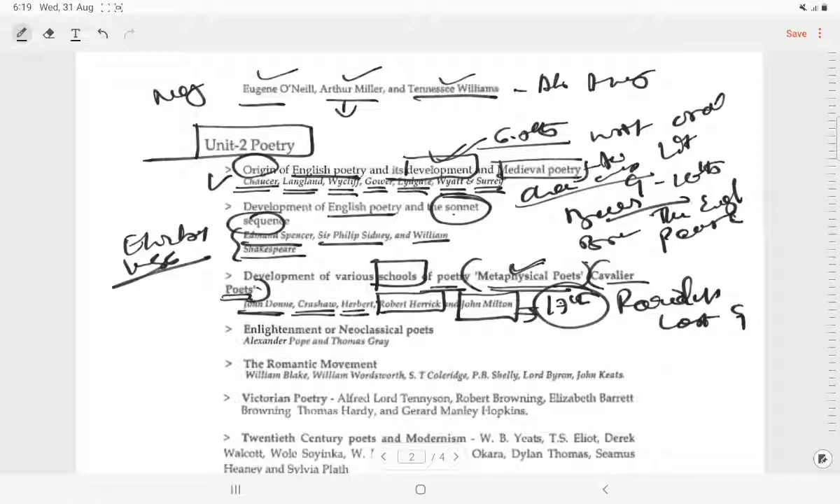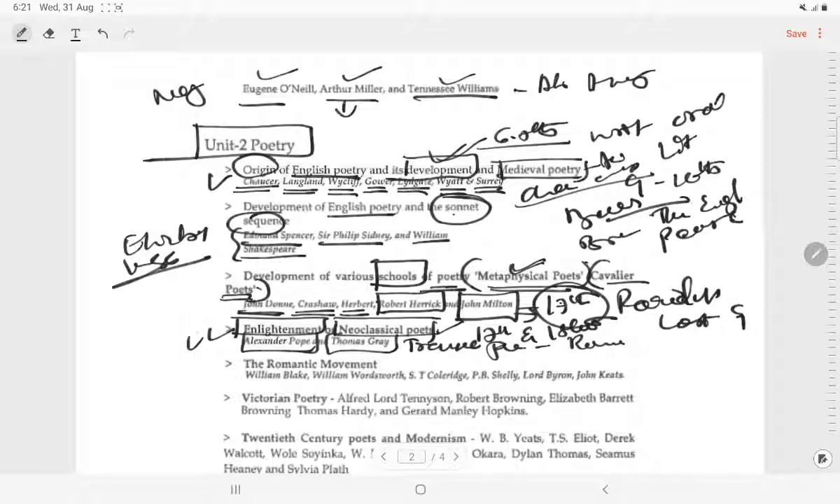Coming now directly to the next topic, Enlightenment or Neoclassical poets. Dear aspirants, the Enlightenment or Neoclassical period covers the later 17th and the beginning of the 18th century. Here they have clearly mentioned the poets Alexander Pope, who belongs to the Neoclassical period or Enlightenment age, and Thomas Gray, who belongs to the latter part of the Neoclassical poets. However, he is not a Neoclassical or Enlightenment poet, but belongs to a transition period near to Romantic poetry. His famous poem Elegy will be discussed in our coming video.